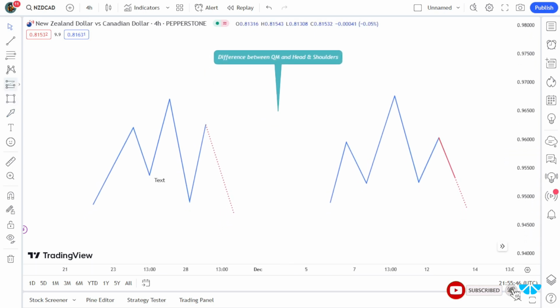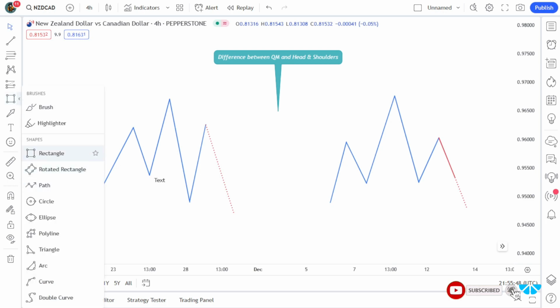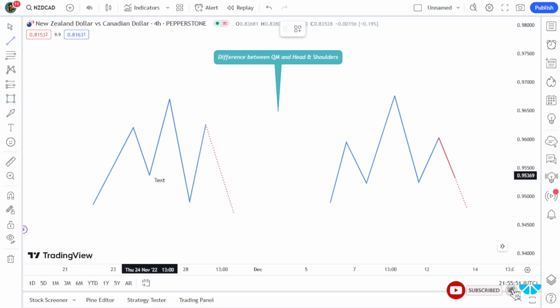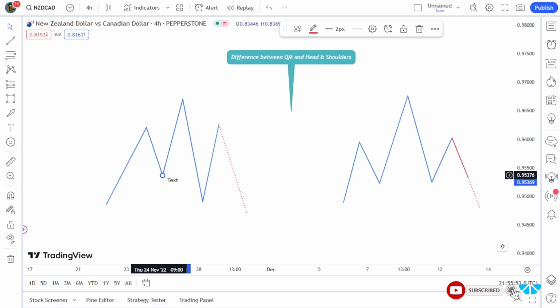Now, for instance, the Quasimodo pattern needs a break of structure for us to identify a trend change.